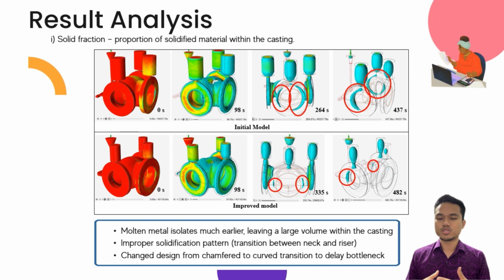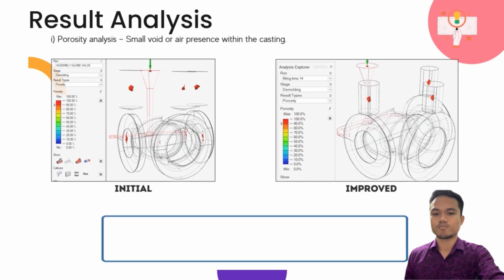So based on the improved model, although the isolated metal still present inside the casting for the improved model, but the volume is relatively low, making the solidification rate exceed the contraction rate. This can be verified through porosity analysis.